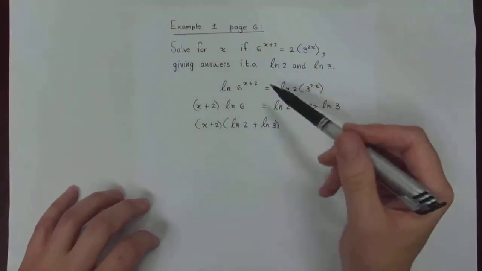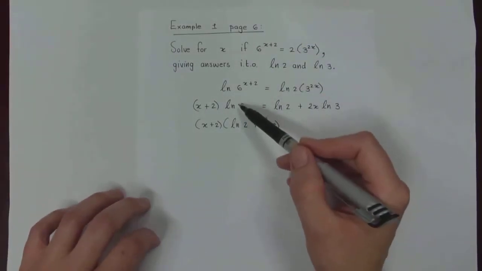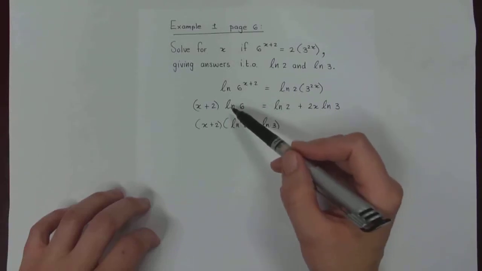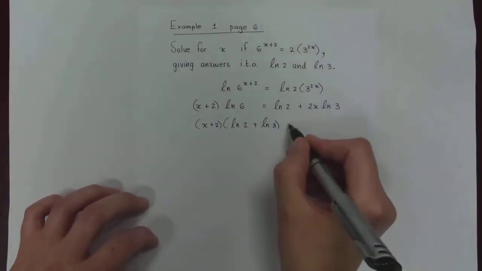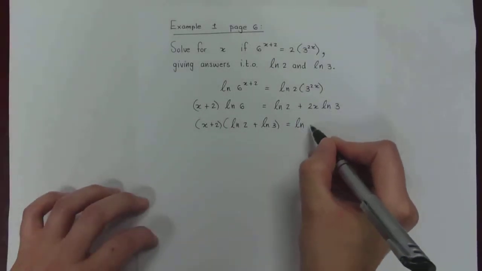So please note, two things happen here. I said 6 is equal to 2 times 3, and because it's the ln of 2 times 3, I can then say it's the ln of 2 plus the ln of 3. And over there, I'm just going to write it down as is for now.